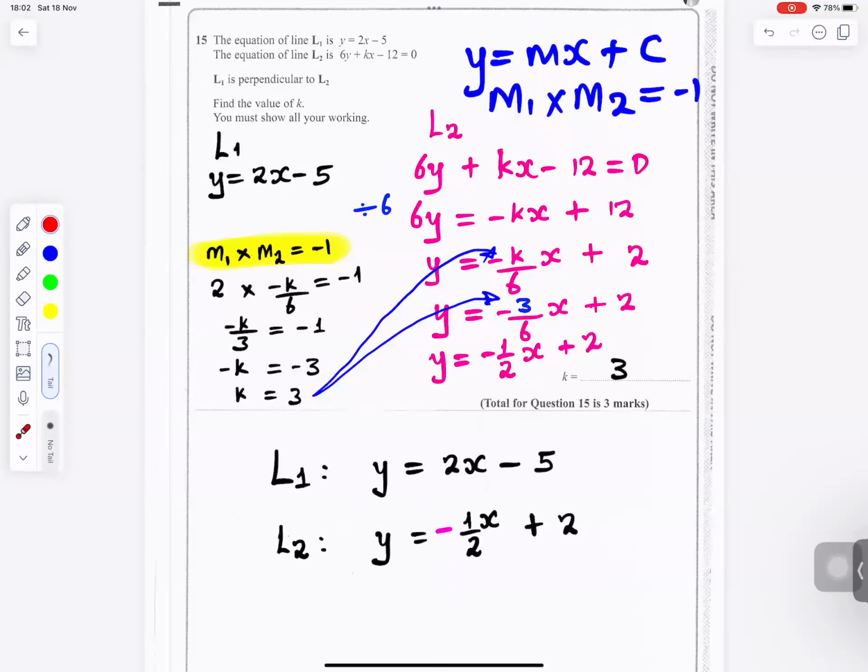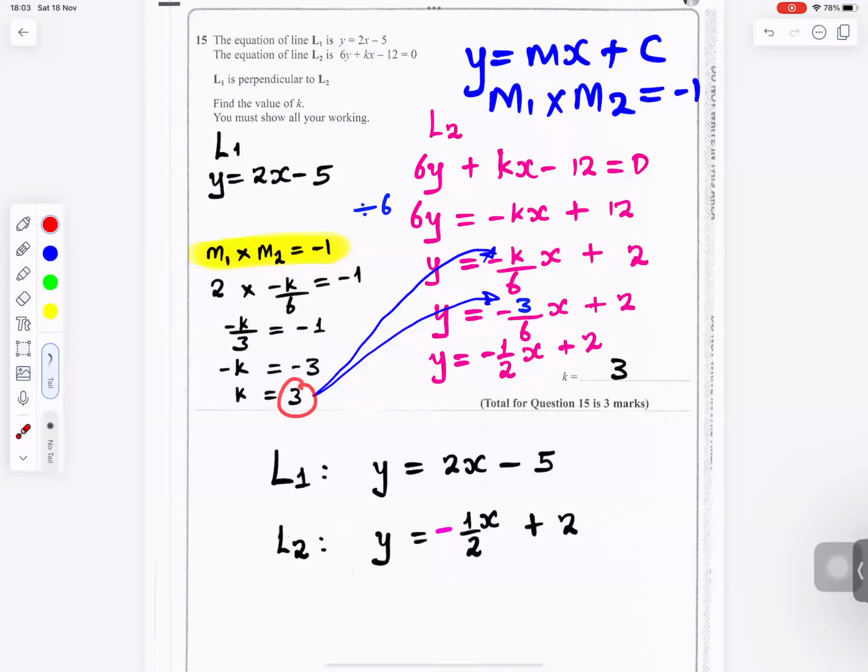Now, we know when you multiply the two gradients, they should give minus 1. The gradient is minus k over 6, and the gradient there is 2. Multiply the two together: 2 times minus k over 6 should be equal to minus 1. So 2 will cancel there, and 2 will divide into 6 3 times. So minus k over 3 is equal to minus 1. Take the 3 to the right, it becomes times 3. So minus k equals minus 3. Get rid of the minus on both sides, k equals 3.